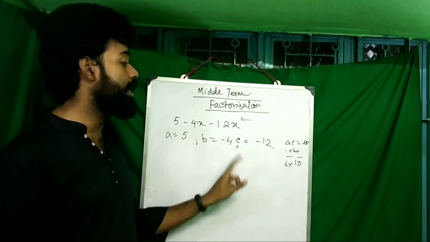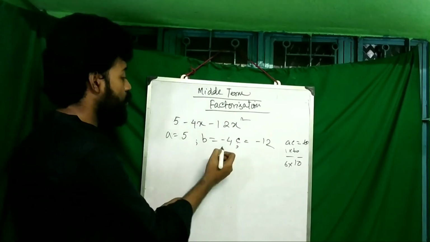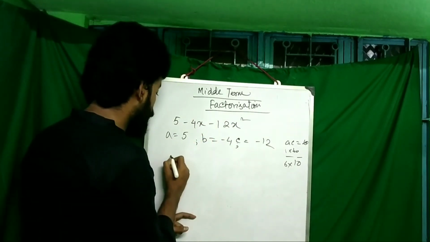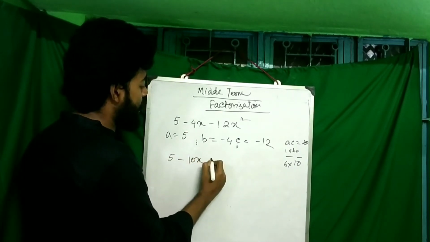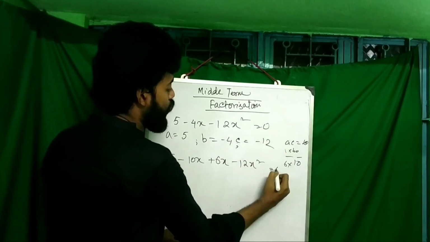Now here it is minus 4. So the greater number will have the minus sign. So here the factors will be minus 10 and plus 6. So it will be 5 minus 10x plus 6x minus 12x squared equal to 0.